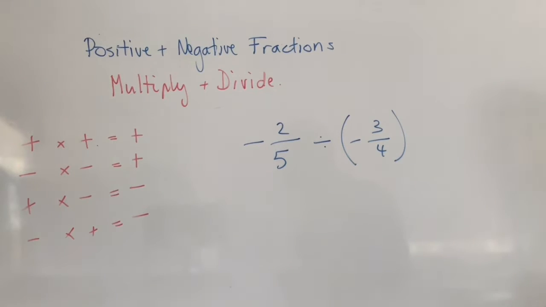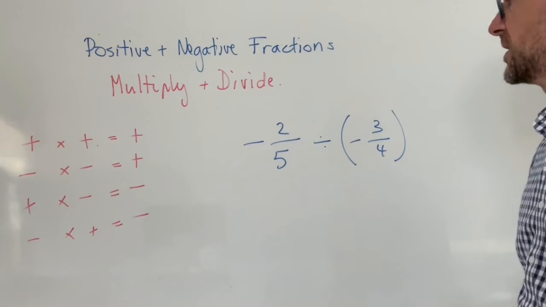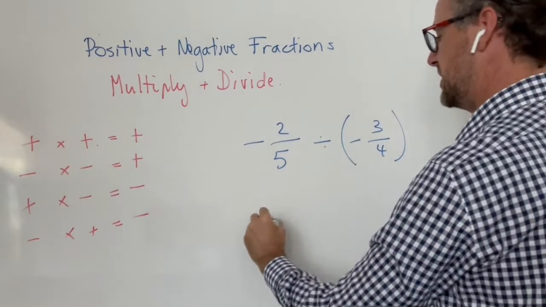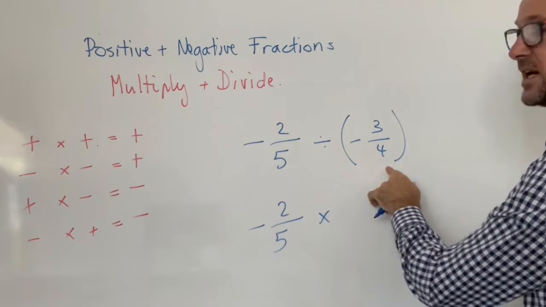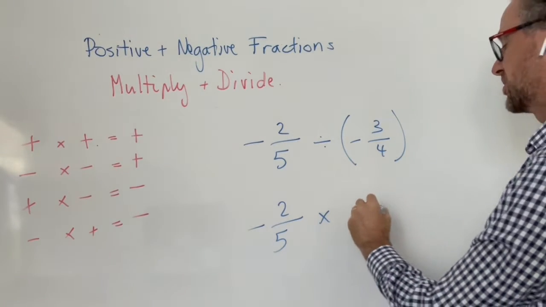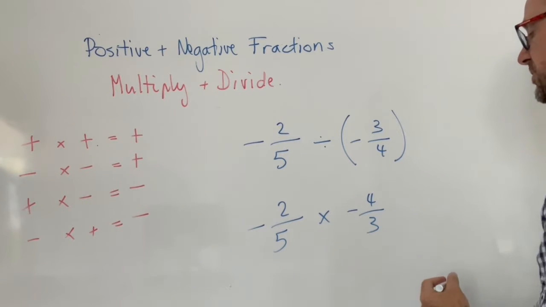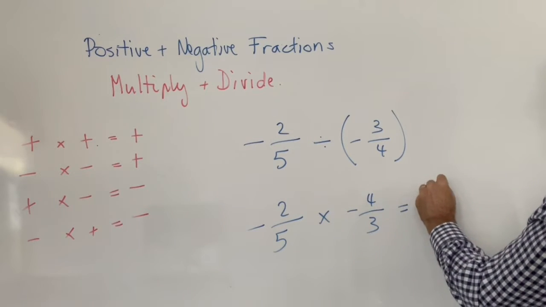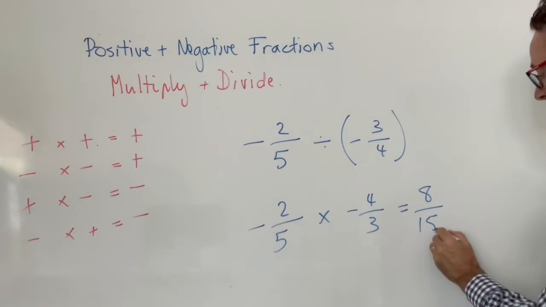Okay, so let's have a look at dividing negative fractions. So what we see here is we just go through the same steps we do when we're just dealing with fractions anyway. And so we have -2 over 5. The division becomes multiplication, and the -3/4 becomes the reciprocal of that, which is -4 over 3. Okay, and then we can multiply that out. Negative times negative gives you a positive. So that's going to be 8, and 5 times 3 is going to be 15. 8 over 15 as our answer.